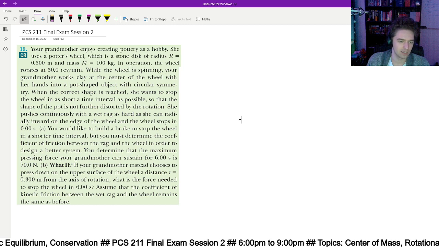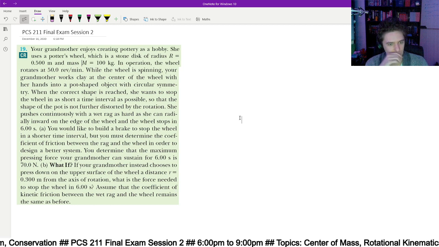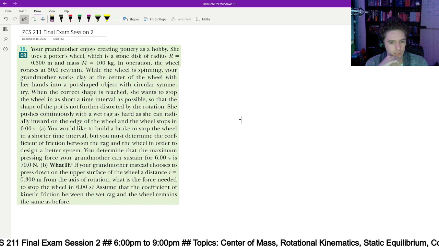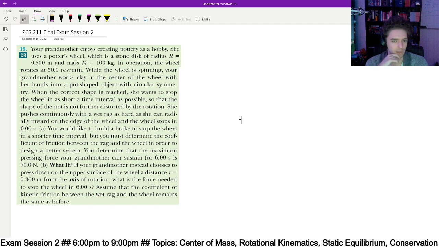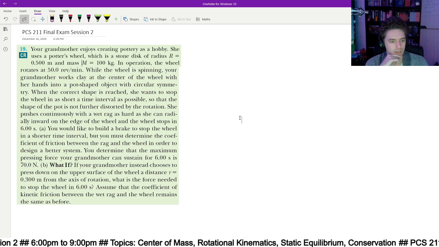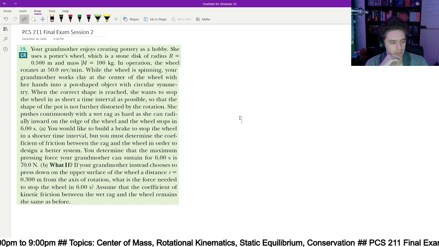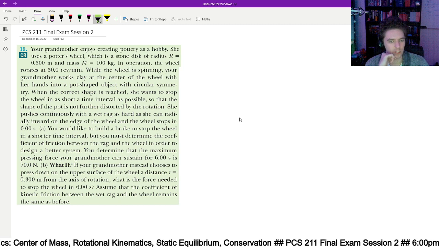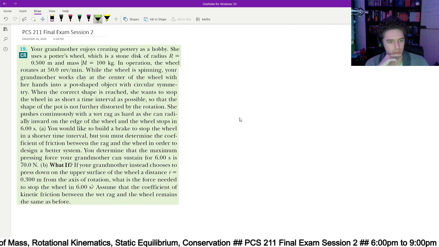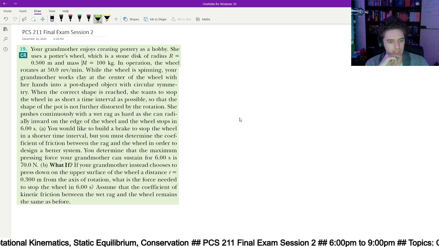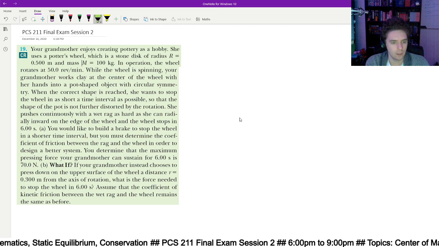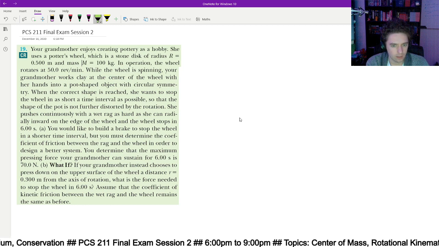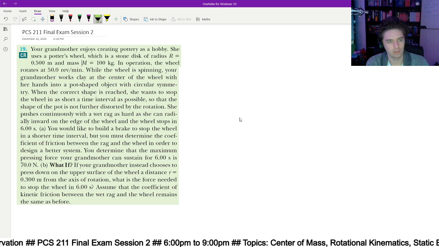Okay, well, that's part A. So, you must determine the coefficient of friction. I guess that's the question. So we're figuring out what the coefficient of kinetic friction is here. You determine that the maximum pressing force your grandmother can sustain for 6 seconds is that. So let's start with that. Coefficient of kinetic friction. Okay, so what do we know?